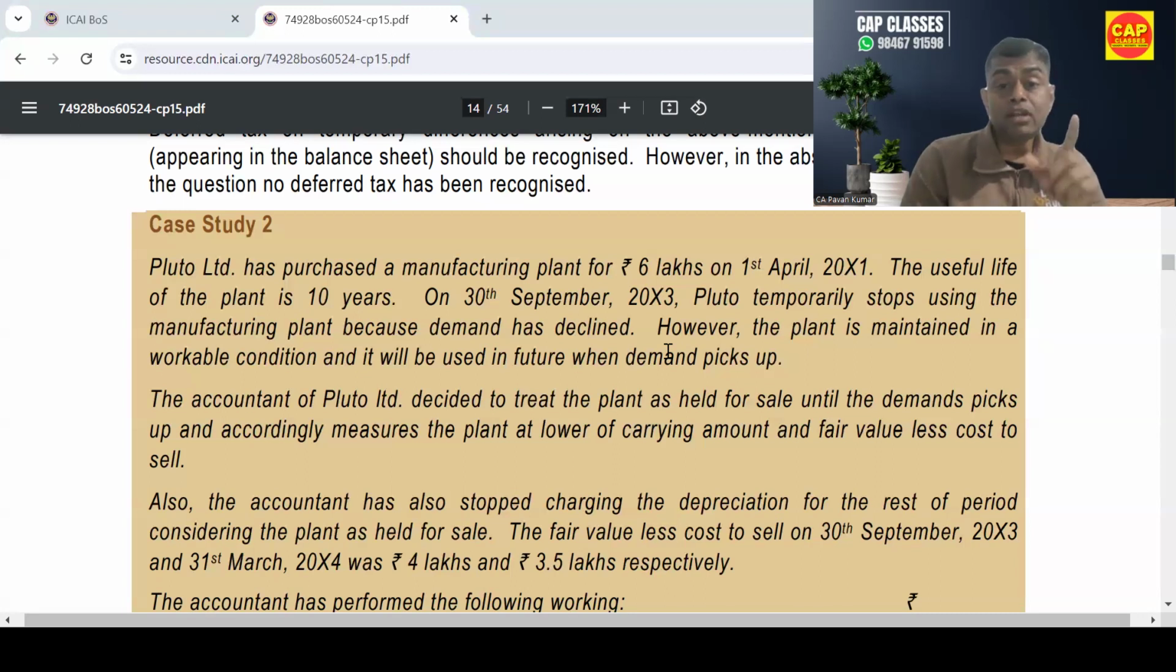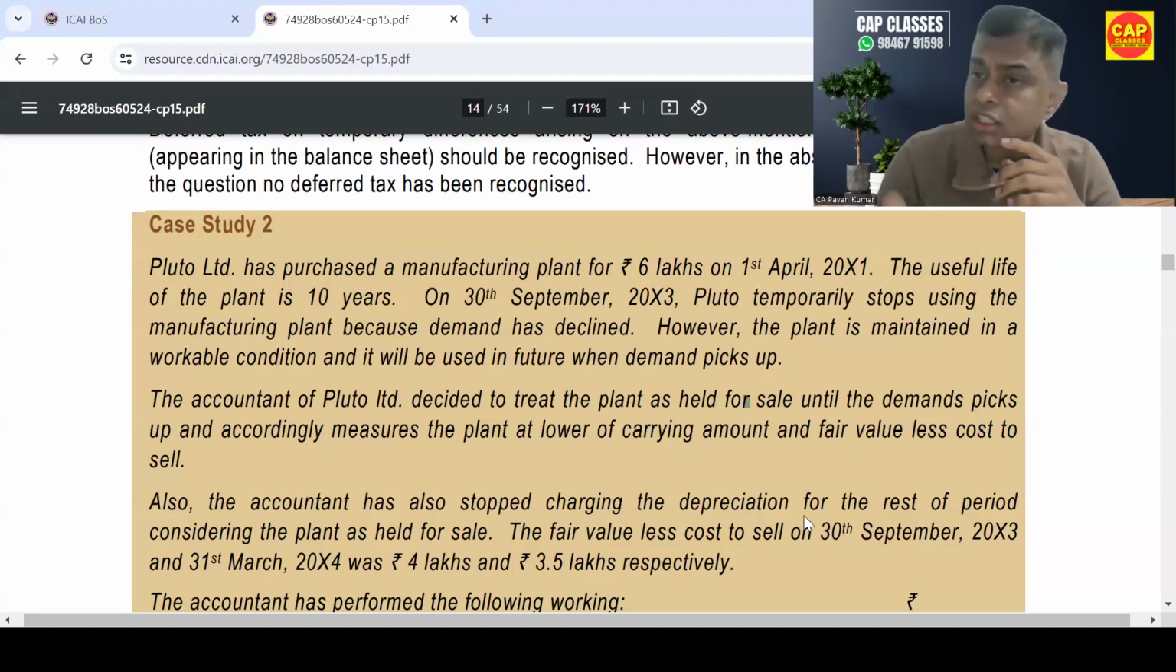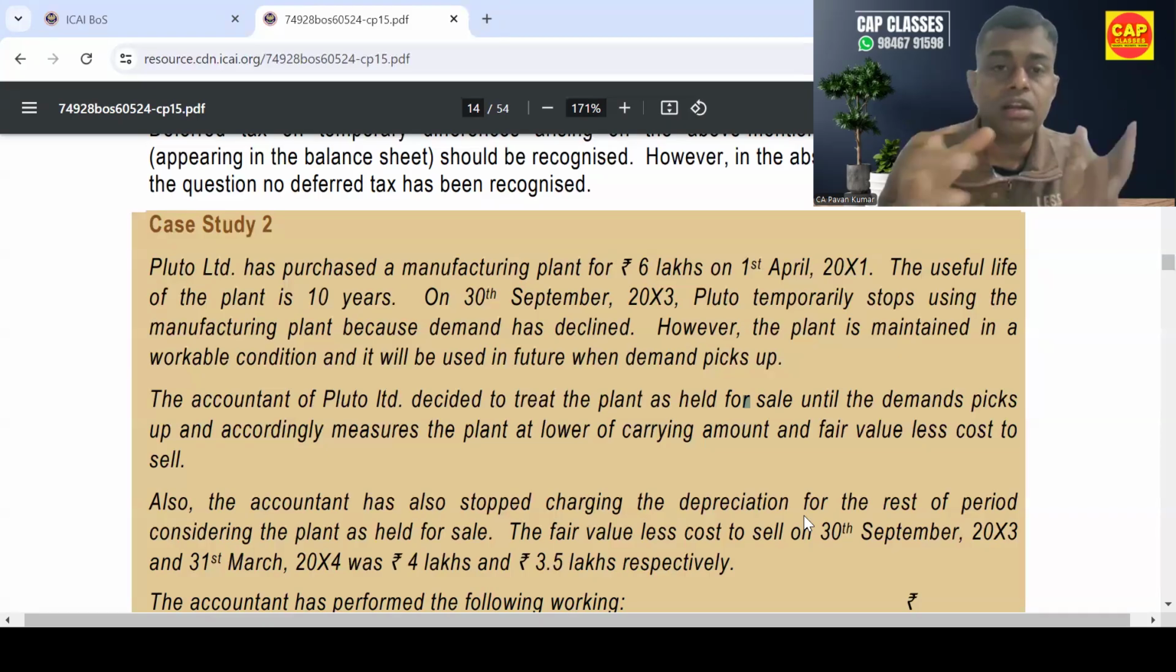On September 20X3, my system is slow. I am not able to open the Excel sheet, but that doesn't matter. You have written that small working note. Then we are going forward.